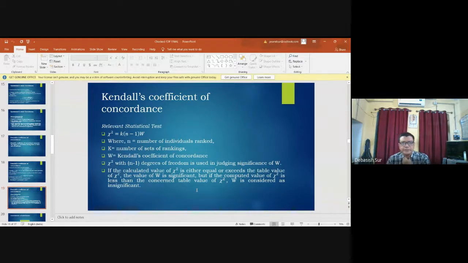So here the same principle we have to follow. If the computed value of chi-square is greater than or equal to the table value of chi-square, the computed value of Kendall's coefficient of concordance is statistically significant. But if the computed value of chi-square is lower than the table value of chi-square, then we can say that the computed value of Kendall's coefficient of concordance is statistically insignificant.